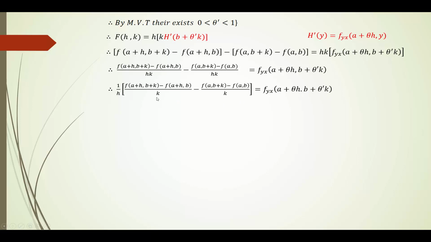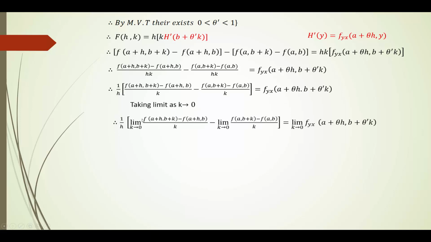Now taking limit as k tends to 0. Taking the limit of the first term, second term and right hand side as k tends to 0. So 1 upon h, limit as k tends to 0, f of a plus h, b plus k, minus f of a plus h, b, upon k, minus limit as k tends to 0, f of a, b plus k, minus f of a, b, upon k, is equal to limit as k tends to 0, f of x a plus theta h, b plus theta dash k.